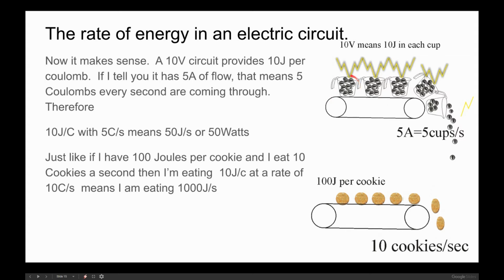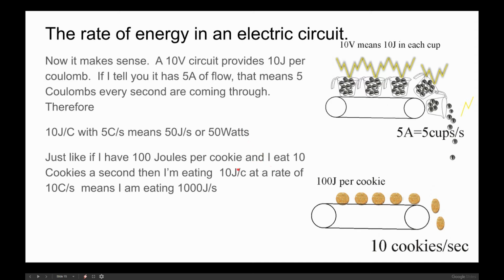Each cup of electrons has 10 joules. If 5 cups a second are coming down, and each of these cups has 10 joules per cup, you're getting 50 joules every second, or 50 watts. So if you can do this with cups, you switch it to coulombs, and you've got it.